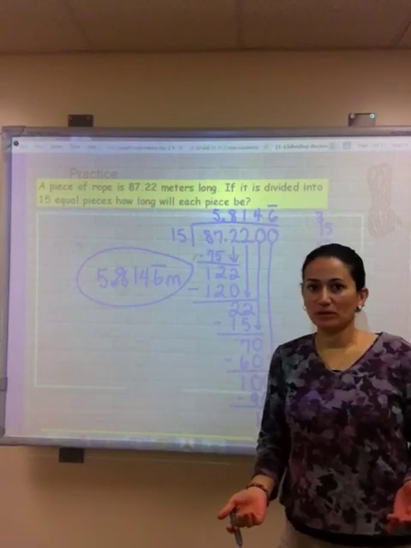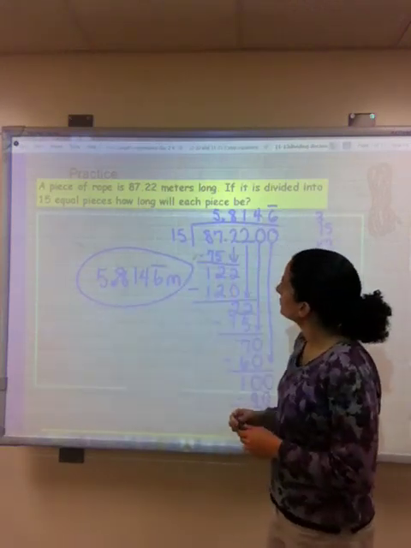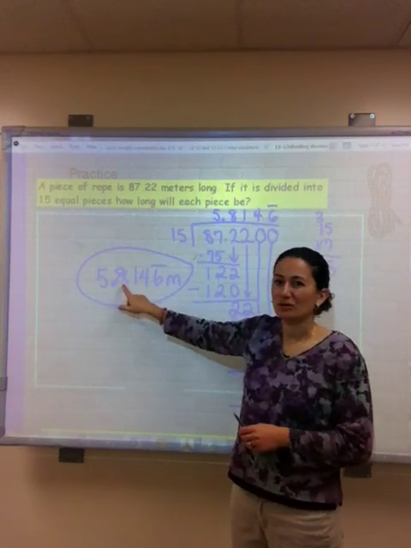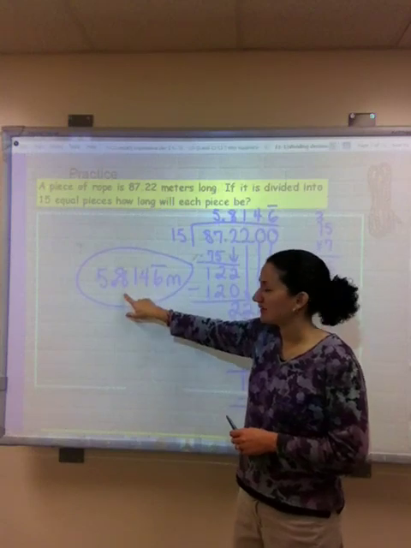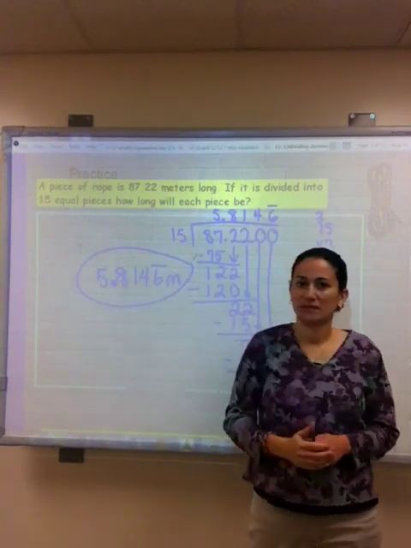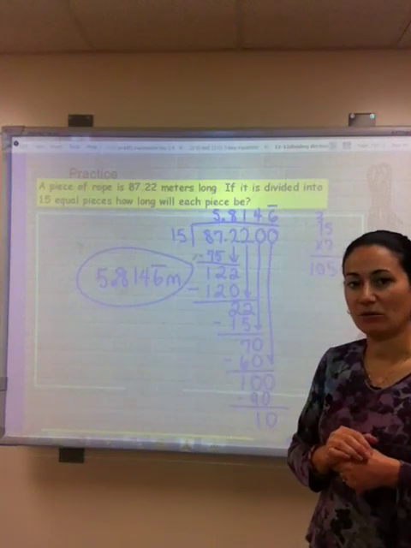It would be acceptable in this problem to round to the nearest tenth. Since this is a piece of rope, and I'm probably not going to be measuring to smaller than the tenth of a meter, you could round it to 5.8 meters. Good luck with dividing by whole numbers, and I will see you tomorrow.